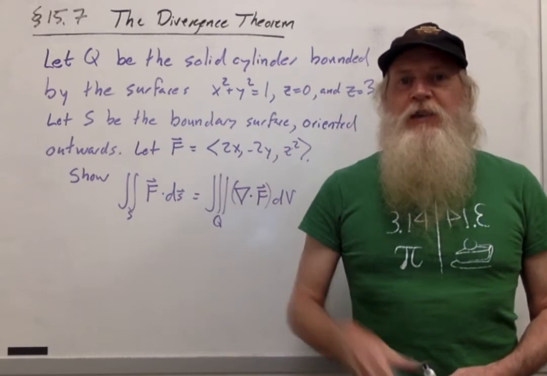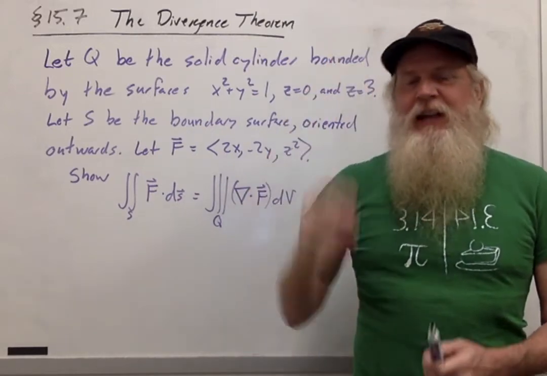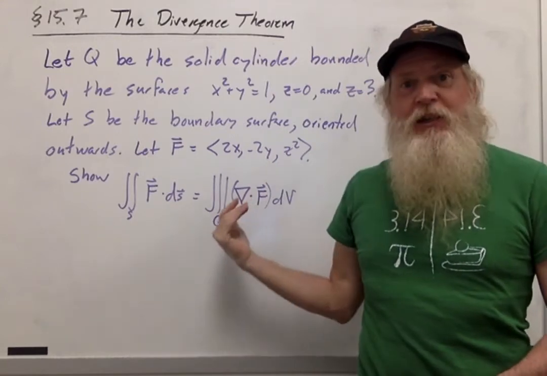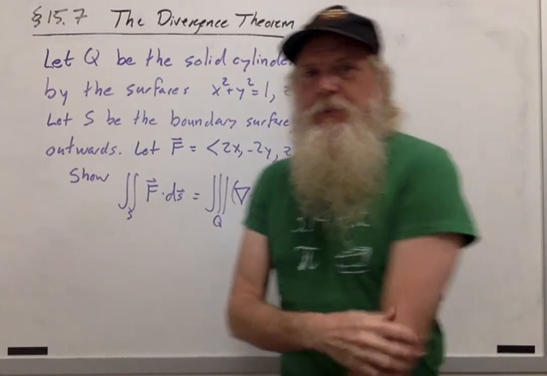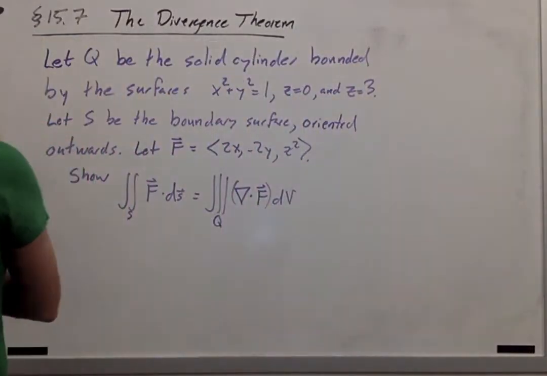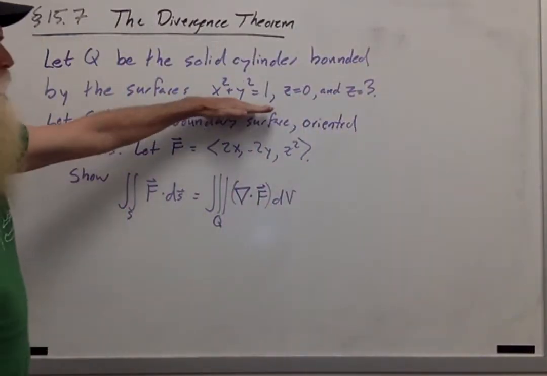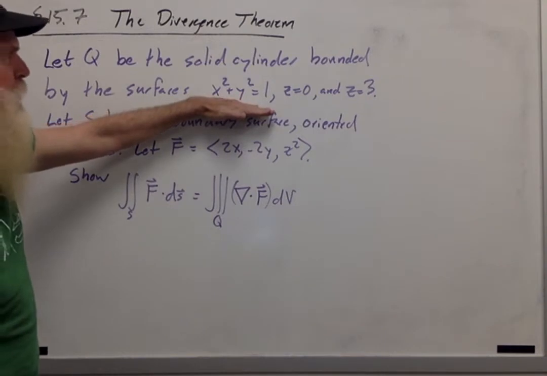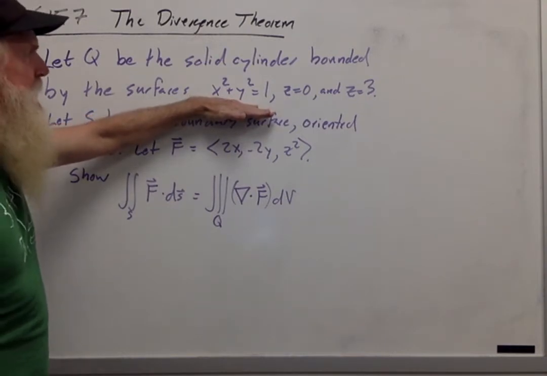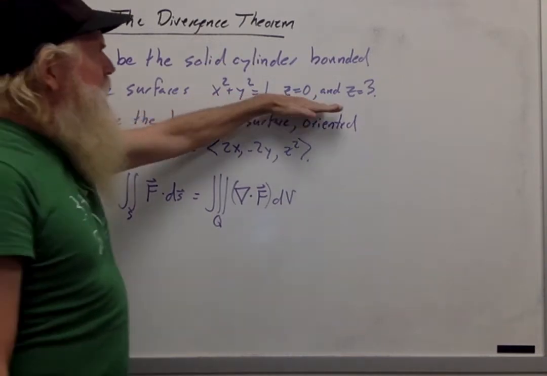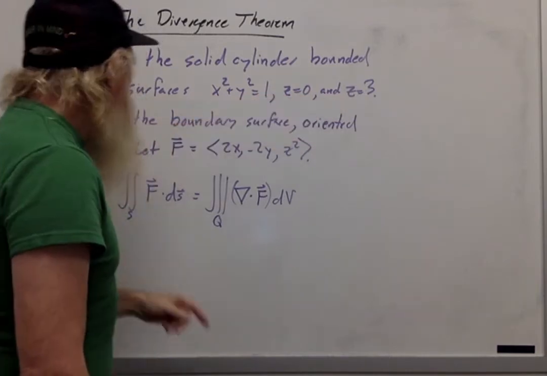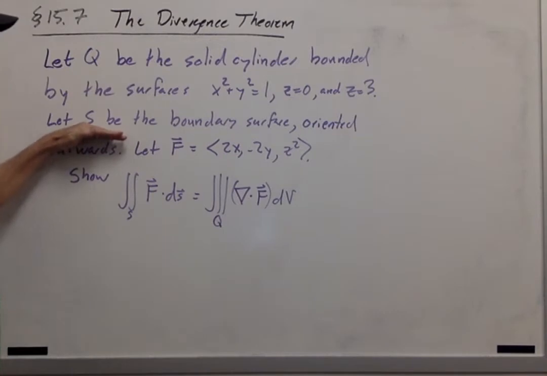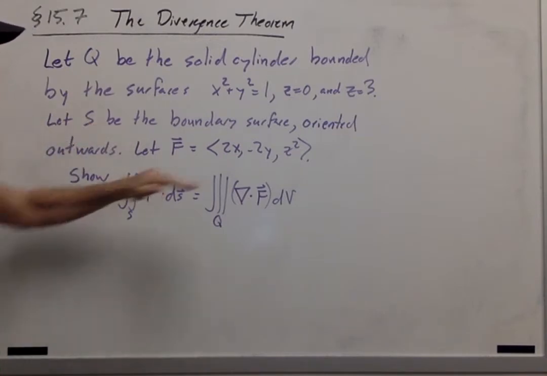Let's now work through a fairly long example where we verify the divergence theorem by carrying out both integrals and seeing that we get the same answer. So in particular, let Q be the solid cylinder which is bound by the surfaces x squared plus y squared equals 1, which is a cylinder about the z-axis with radius 1, and the planes z equals 0 and z equals 3.